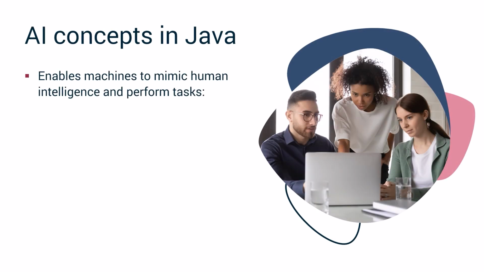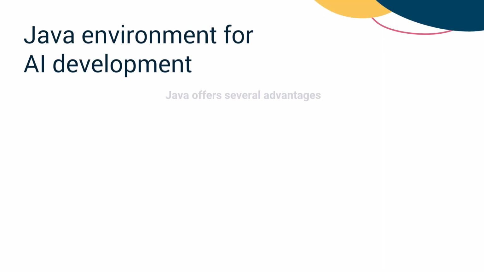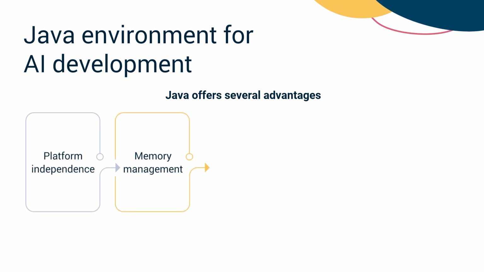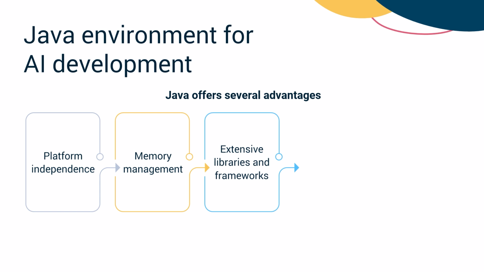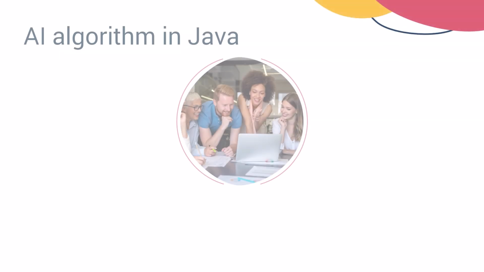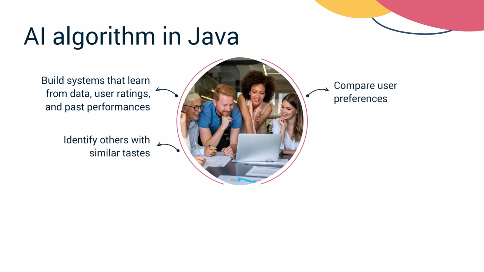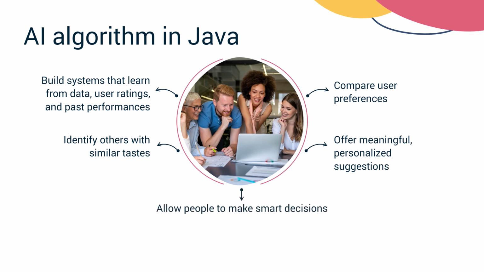Artificial intelligence, or AI, enables machines to mimic human intelligence and perform tasks such as understanding natural language, recognizing patterns in data, and making data-based decisions. Java offers several advantages for building intelligent AI applications, such as platform independence, robust memory management, extensive libraries and frameworks, enterprise-grade stability, and strong typing that helps catch errors. AI enables building systems that learn from data, user ratings, and past performances, compare user preferences to identify others with similar tastes, and turn them into meaningful, personalized suggestions, allowing people to make smart decisions.